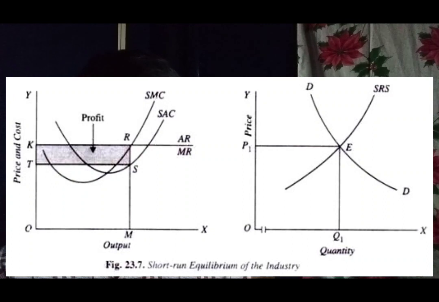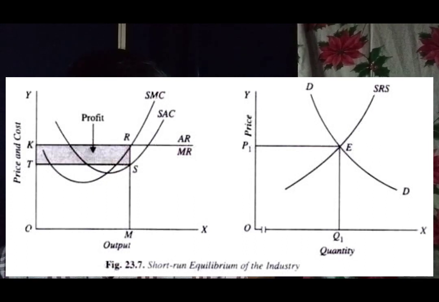Short-run equilibrium of the industry is illustrated in Figure 23.7, where in the right-hand panel, the industry's demand curve DD and short-run supply curve SRS respectively are shown. These curves intersect at point A and thereby determine the equilibrium price OP1 and the equilibrium output OQ1 of the industry. Firms will take price OP1 as given and will adjust their output at the profit-maximizing level.